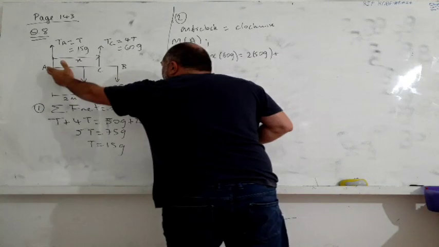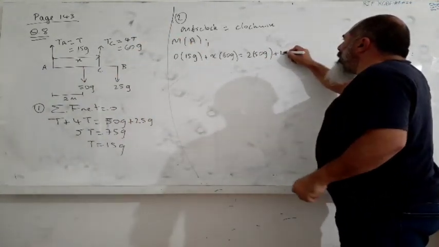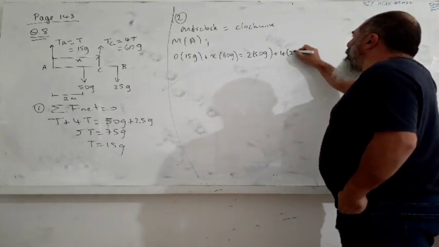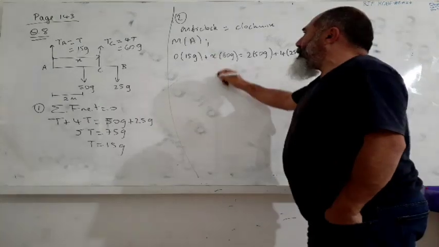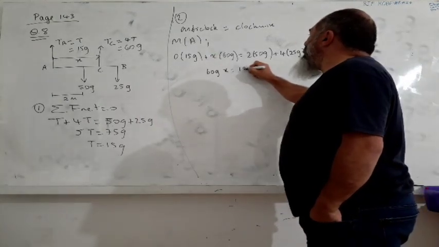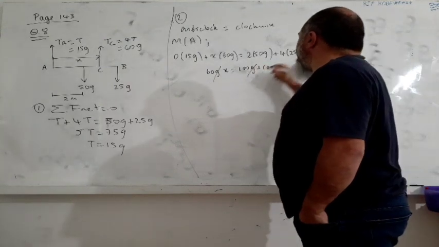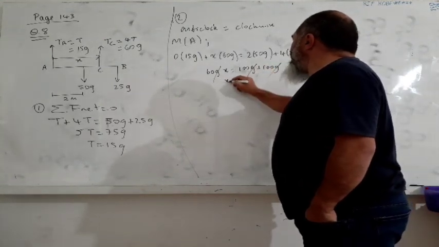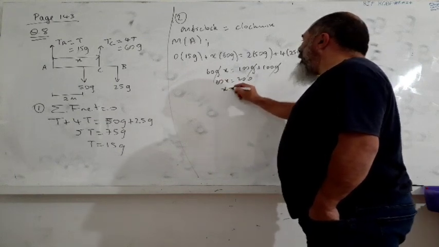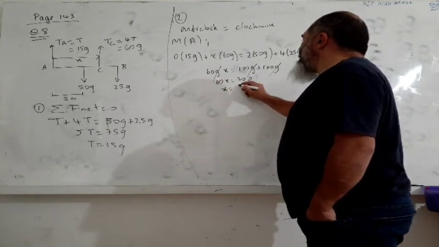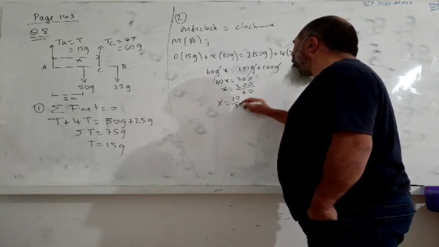0 times anything is 0, so 60Gx is equal to 100G plus 100G. G is cancelled. 60x is equal to 200. X is equal to 200 over 60. X is equal to 10 over 3 meters. So, from A to C, it is 10 over 3 meters.